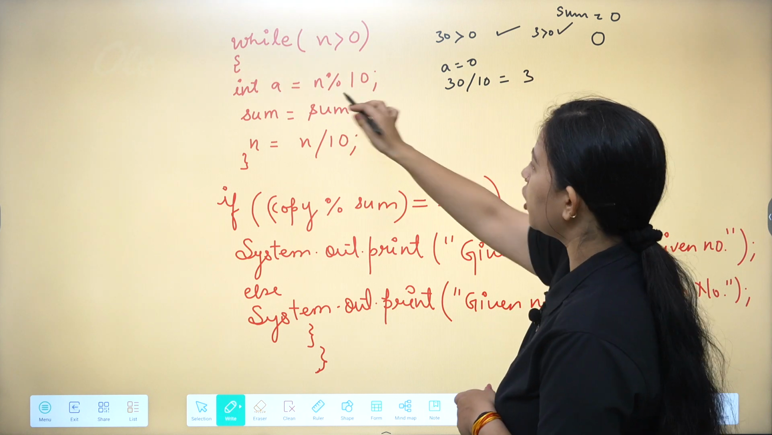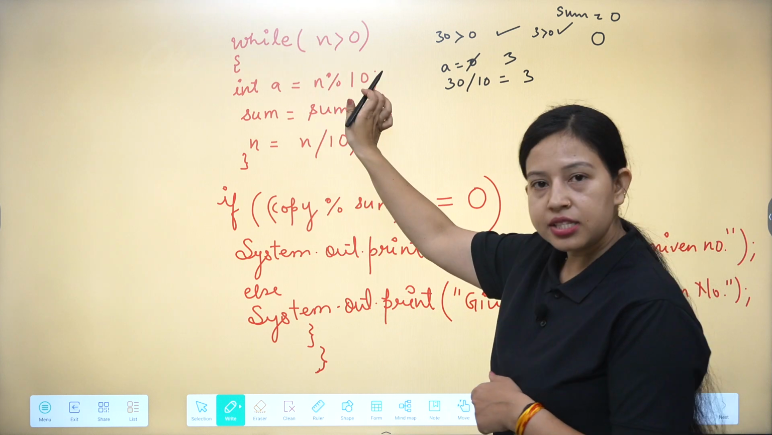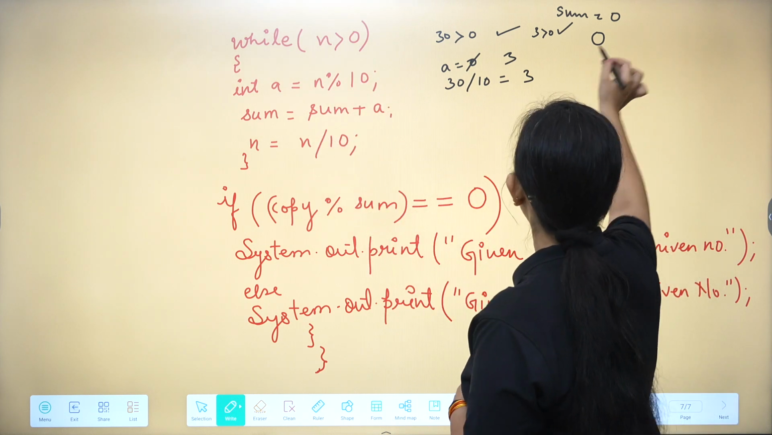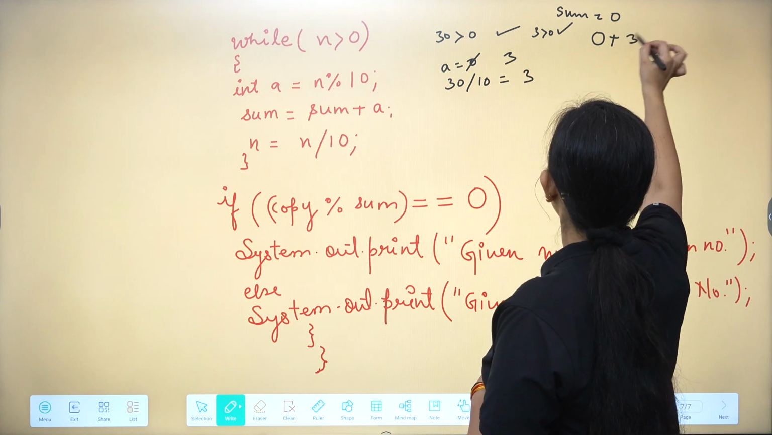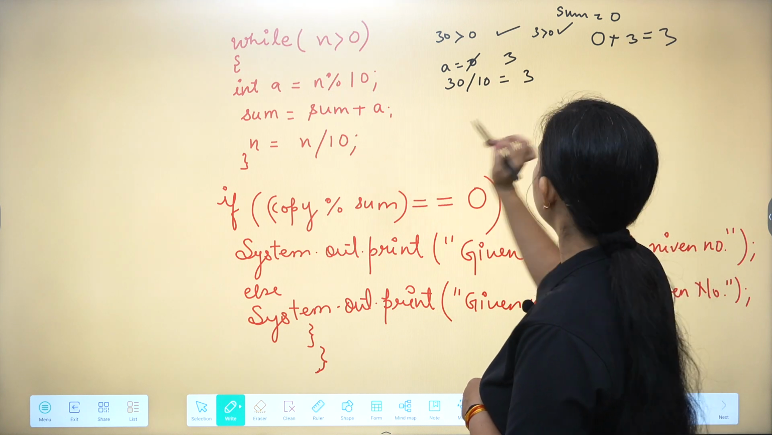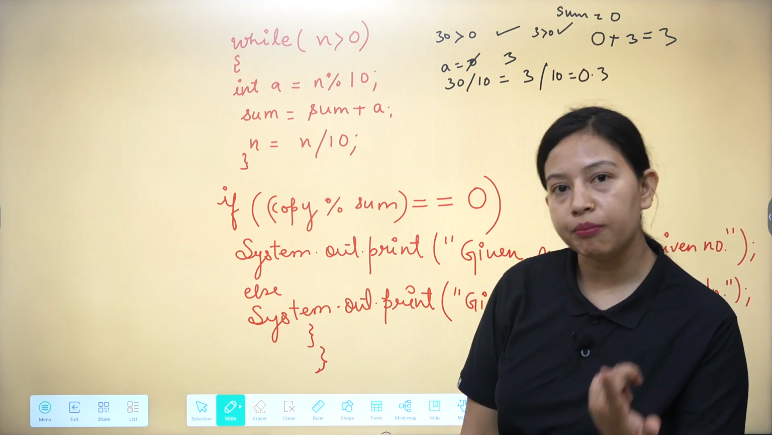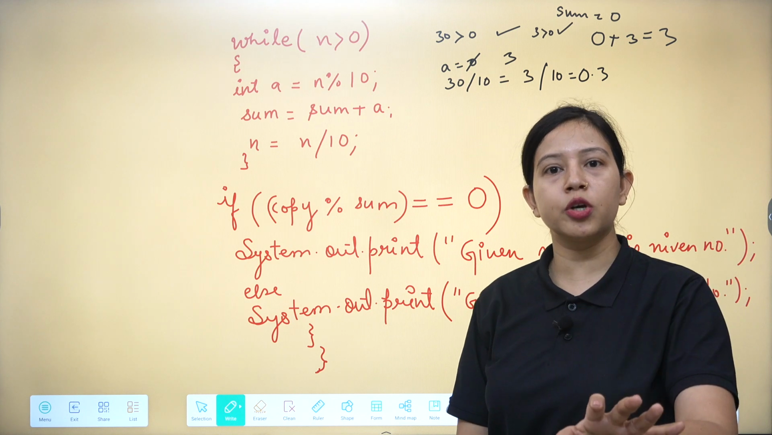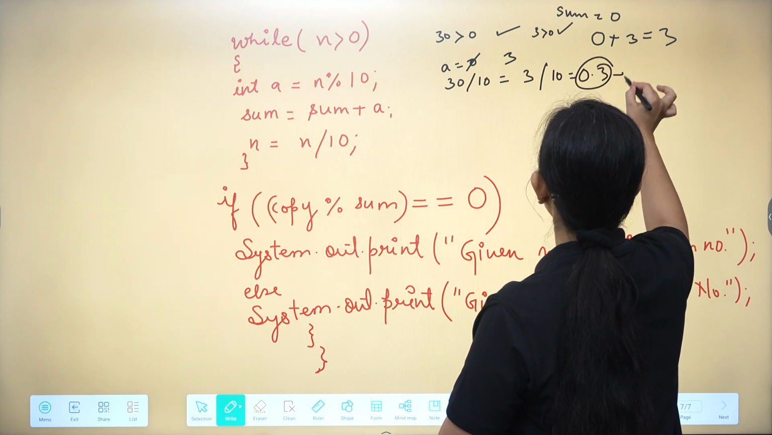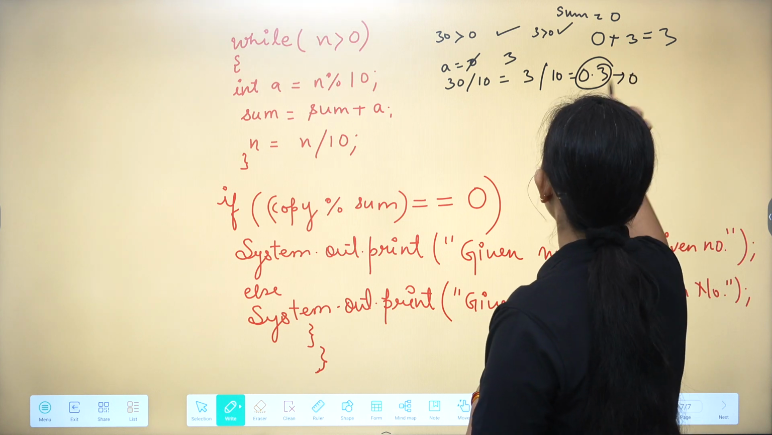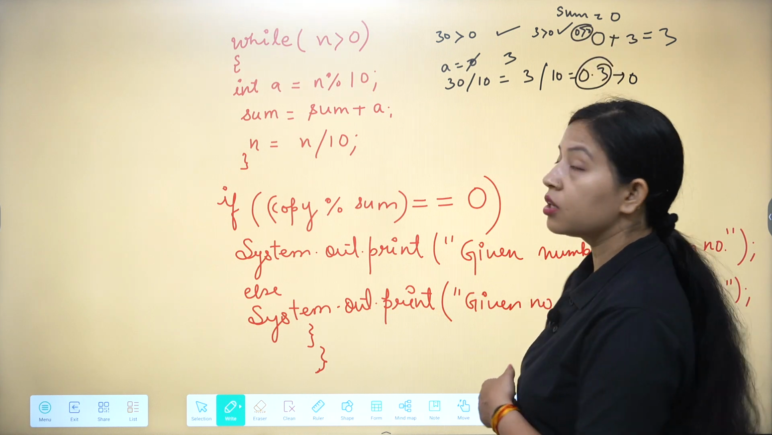find out the modulus of that number. So this time the value of a will be 3, and this 3 will be added to the sum. What is the current value of sum? Still 0, 0 plus 3, that is 3. Reduce this number, 3 divided by 10, that is 0.3. As you know, your number is an integer, which is not going to hold any kind of decimal value. So this 0.3 automatically turns to be 0. So now once again you need to check, 0 is greater than 0, the condition is false.